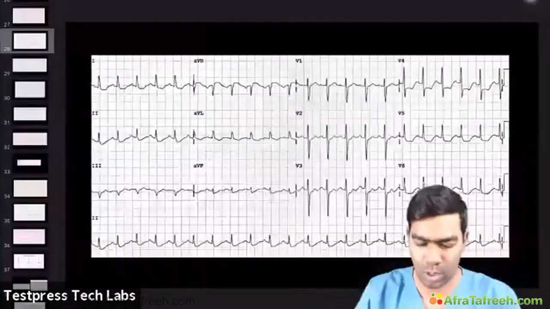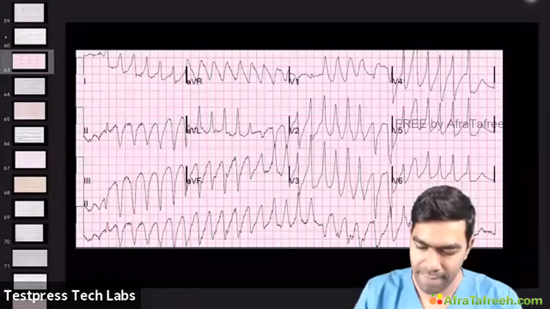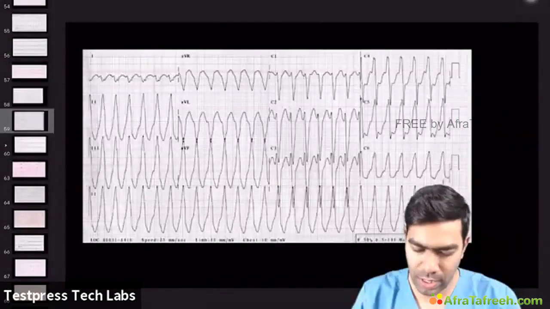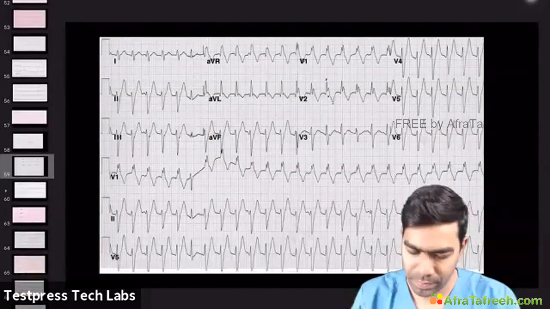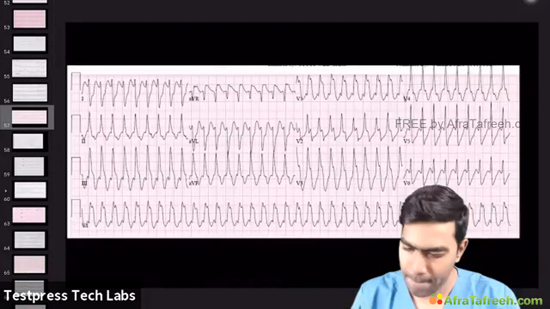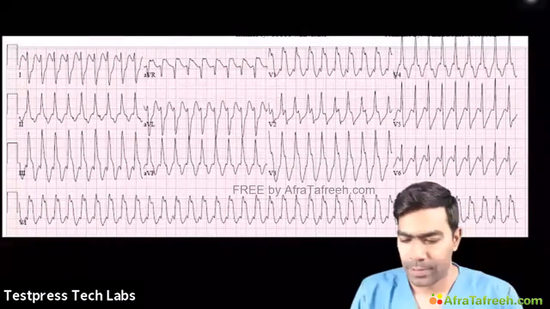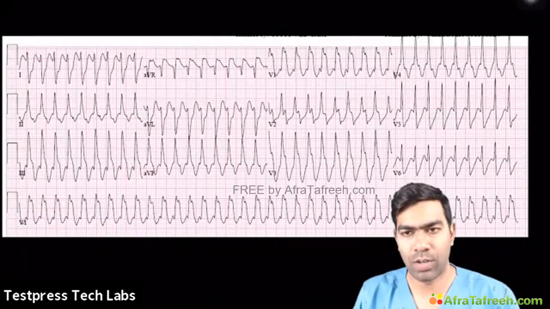So, let us localize a VT first. I'll tell you that this is a VT. Let us try to localize it first. Okay, just try to localize it. I'm telling you it's a VT overall. So try to localize it first.